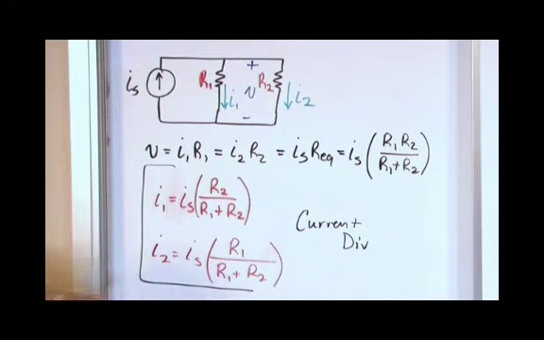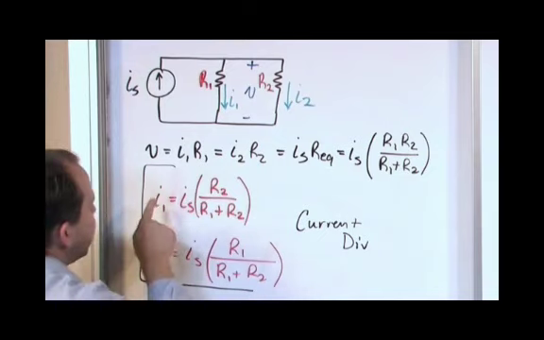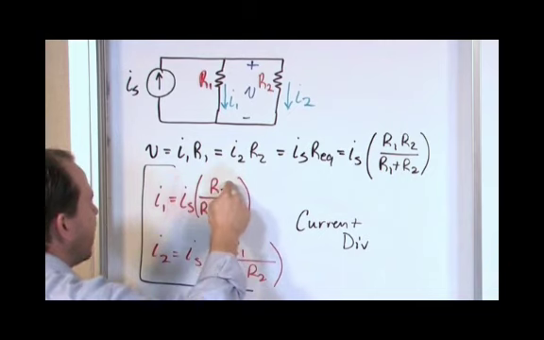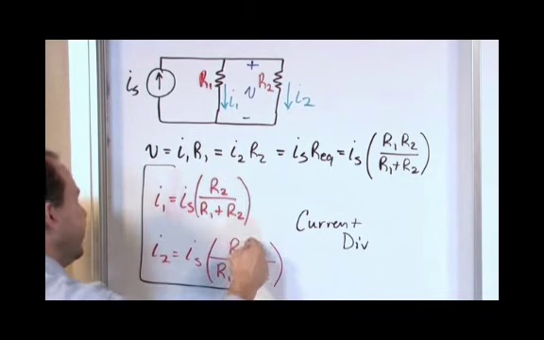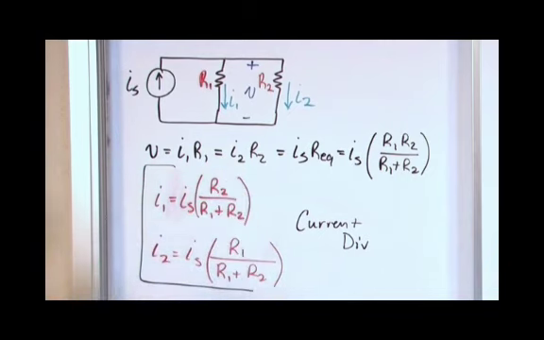The only thing you really have to remember here is that if you want the current in leg 1, you have to use leg 2 on top. If you want it in leg 2, you have to use leg 1 on top for the resistances. So you have to use the opposite leg, and that's really the main thing here.